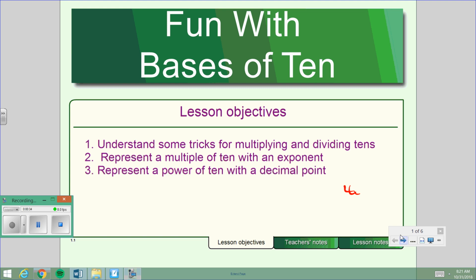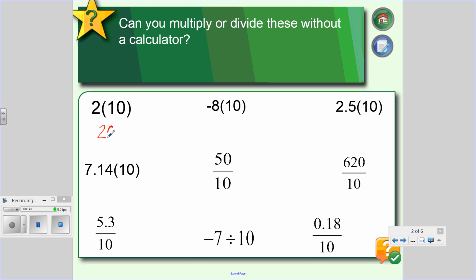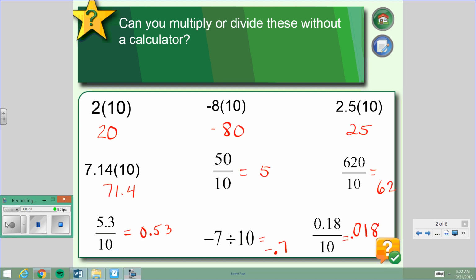So the first thing I want you to do is just simply pause the video and go to the next slide and see if you can multiply or divide these without a calculator. And I think some of them are going to be easier than others, but some of them might actually make you think. So the first one, 2 times 10 is obviously 20. Go ahead, pause the video, and I'll do the same and see if we come up with the same.